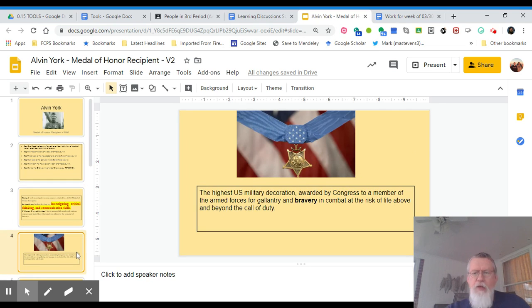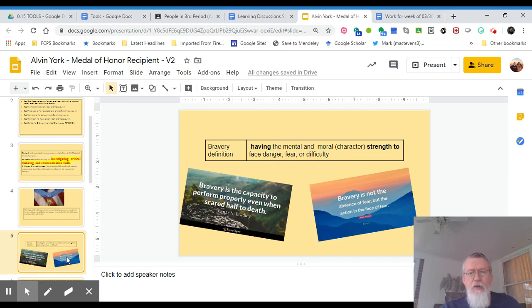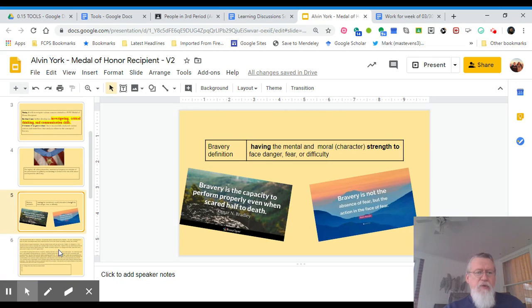So the Medal of Honor, there you see, and you can see it focuses on bravery. And I probably should have also bolded the risk of life above and beyond, more than what's expected. And you see here a couple of memes, I do like memes, and the definition of bravery, because you're going to need to be comparing back to this understanding to do some of the activities.